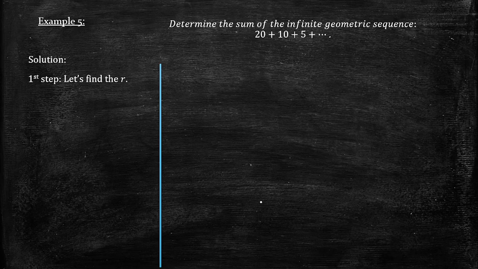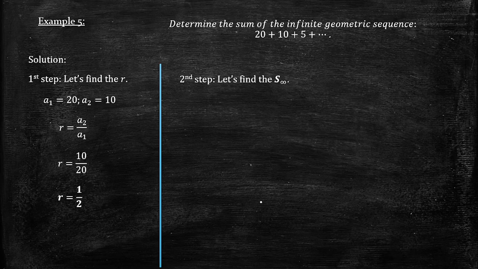So the solution, the same step. Let's find the common ratio. To find the common ratio, let's use the first and the second term. So a sub 1 is equal to 20, a sub 2 is equal to 10. Ratio is equal to a sub 2 divided by a sub 1. Substitute the values. Ratio is equal to 10 divided by 20. So ratio is equal to 1/2.